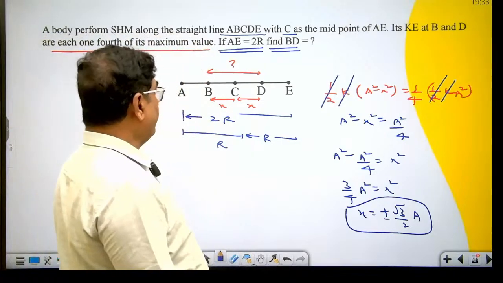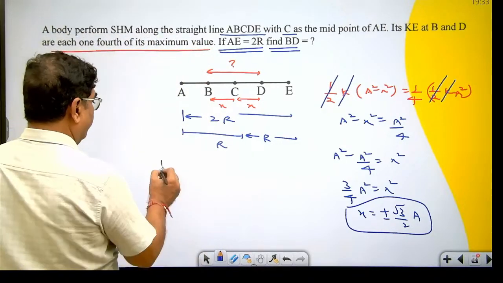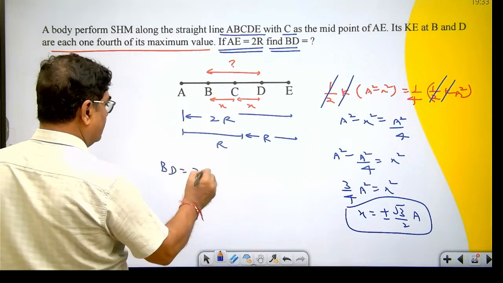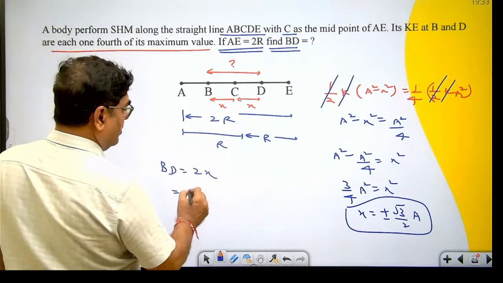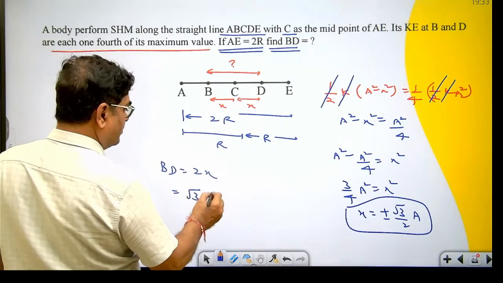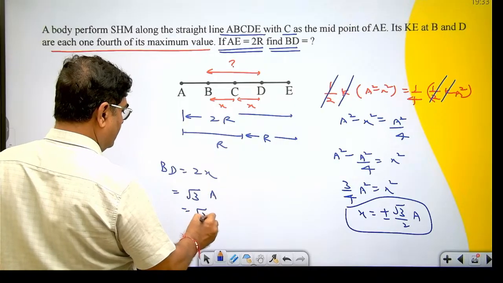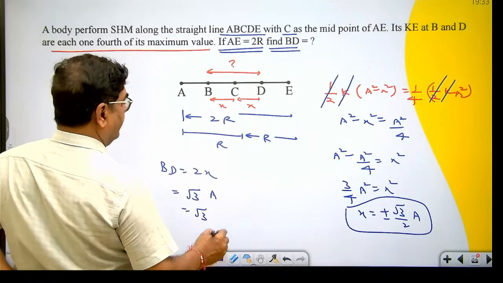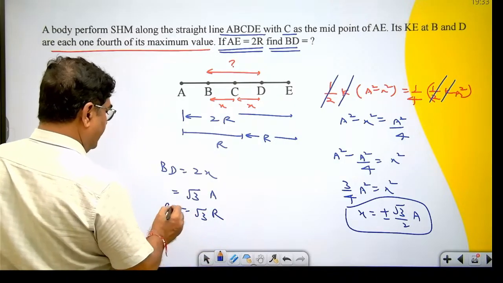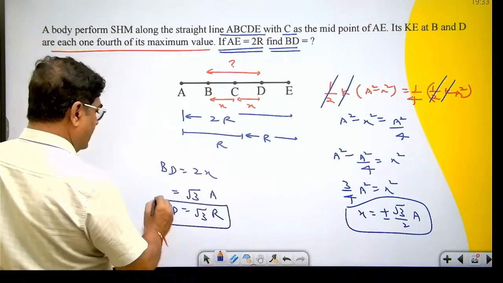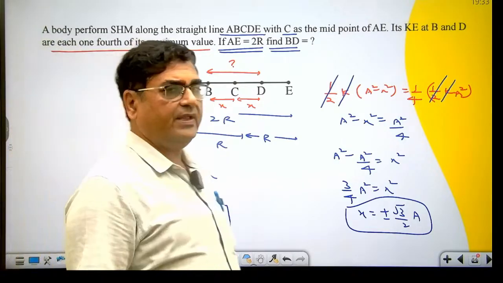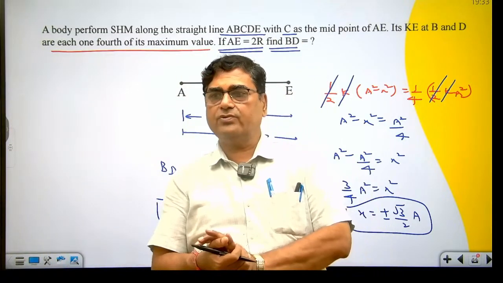So we have determined X, and what is BD? BD equals 2X. So this is equal to root 3 A. A means what? A is amplitude, that is R. So dear student, BD is equal to R root 3. BD in our problem is R root 3. Okay.